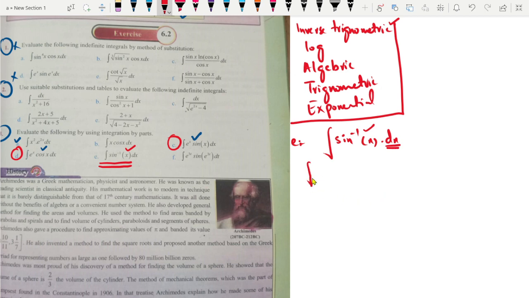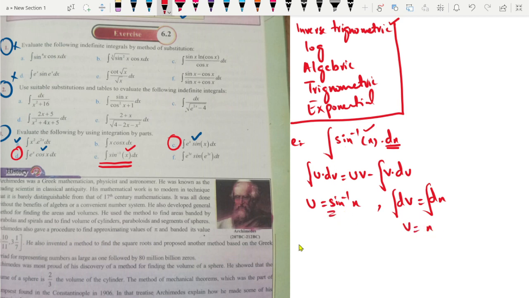We know that integral of u dv is equal to u times v minus integral of v du. So we have to select one as u and the other as dv. So u is equal to sine inverse of x and dv is equal to dx. Now take the integral of this one, so v is equal to x.